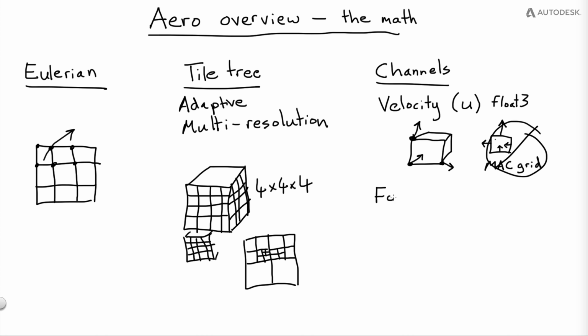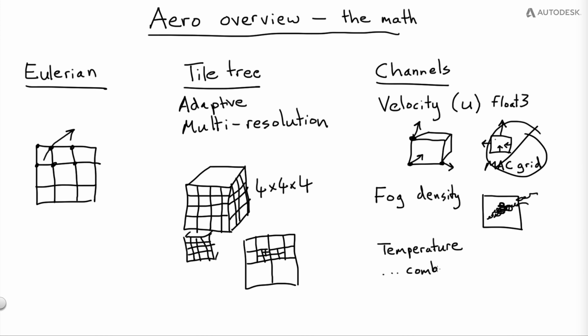We also have fog, or fog density, which would be kind of a basic idea of where the smoke is and how thick it is and so on. So generally this should be non-negative values. And then, of course, we may have other fields too, other channels like temperature, and there's a whole bunch of things that may be important for combustion, which we'll talk about in another section of this video. So that's the basics of it.